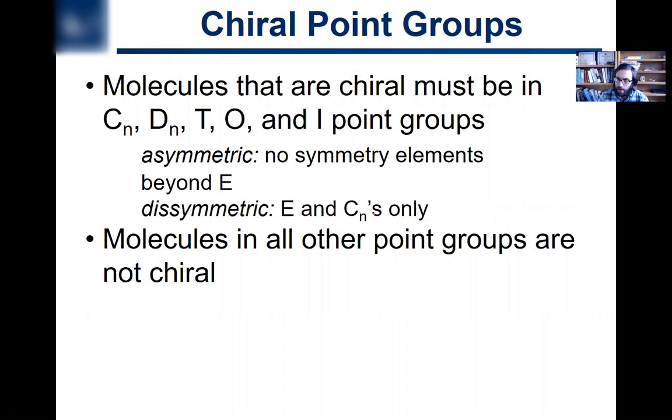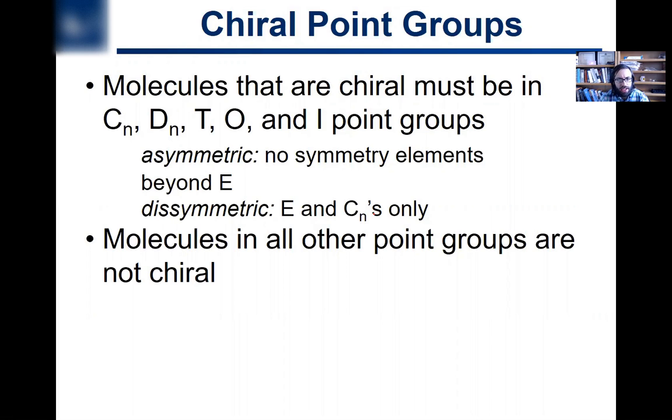Chiral point groups: now we can be very rigorous about what chirality is. We know the definition of chirality, but we can be more rigorous in how we spot chirality, and we can do that with point groups. Molecules that are chiral must be in either the Cn, the Dn, the T, O, and I point groups. Any other point group, it's not going to be chiral. So you can see most point groups are not chiral. Chiral molecules are relatively rare, right?